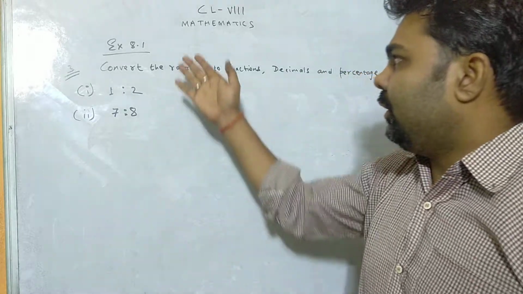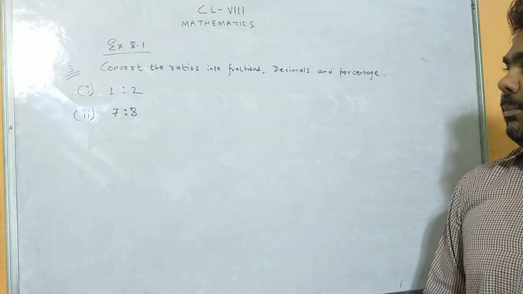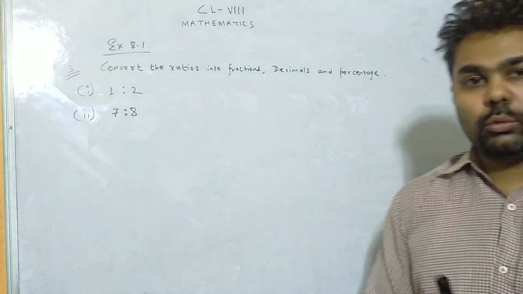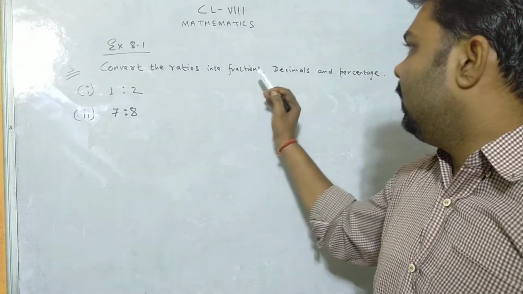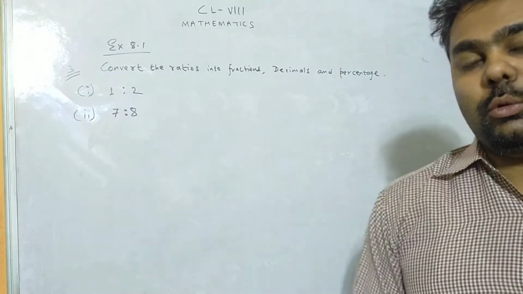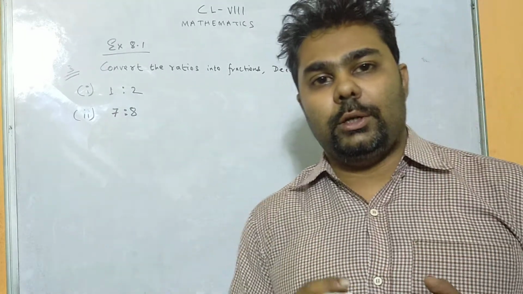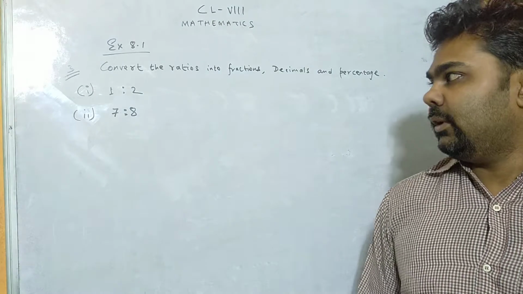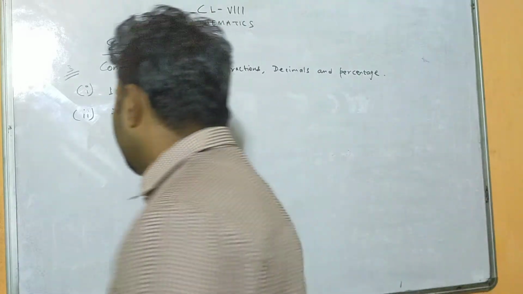Here we are continuing the same exercise 8.1, and in this question we have to convert into fraction, decimal and percentage. That means these ratios are given in the question and we have to convert into fraction, decimal and percentage. So let's see how it has to be solved.